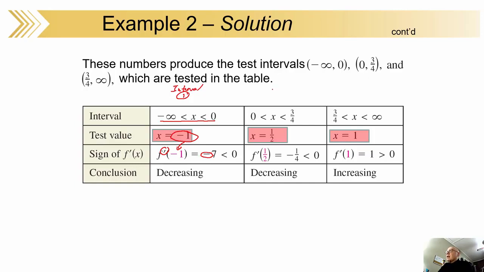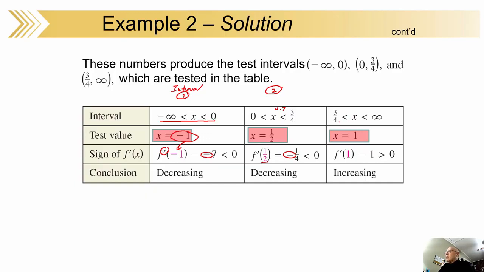Second part, this is the second interval, and this person picked 1/2. That makes sense. But you could have picked anything. You could have picked 0.7, for example, because it's in here. You could put it in your derivative, and all you care about is, oh, you end up with a negative number here. That's what counts. Not the 1/4 part, only the fact that it's negative.